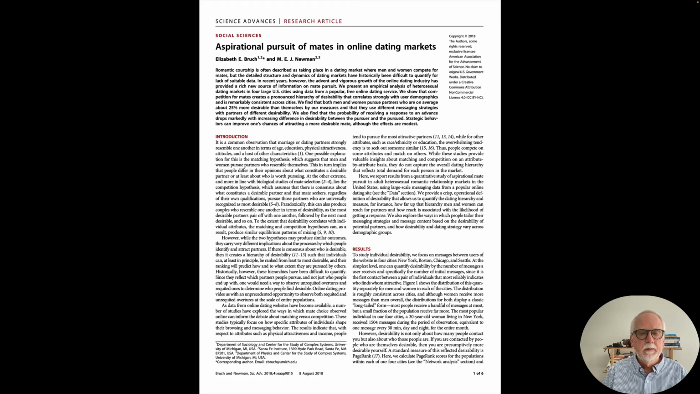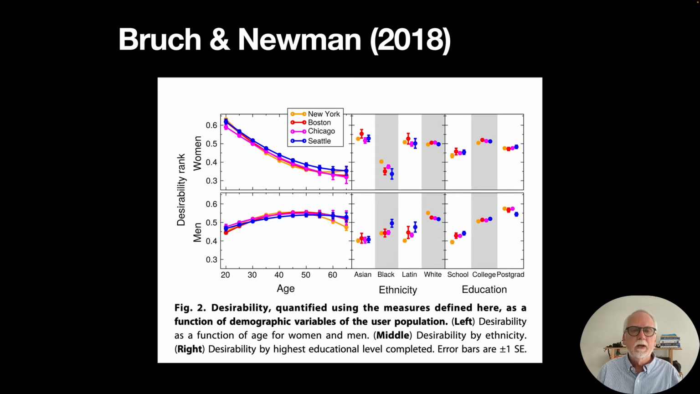A more recent study, published in 2018 in Science Advances, looked at this in an online dating market. They looked at how people did when their profiles were put up and how attractive they were to men and to women. There are just a couple of things I want to show you quickly. Over on the left, when women were ranked for desirability based on how much interest their profiles drew across these 4 cities, New York, Boston, Chicago, and Seattle, the older the woman got, the less desirable that became. The most desirable women are actually the youngest, and the least desirable are the women who are 50 or 60 years old.